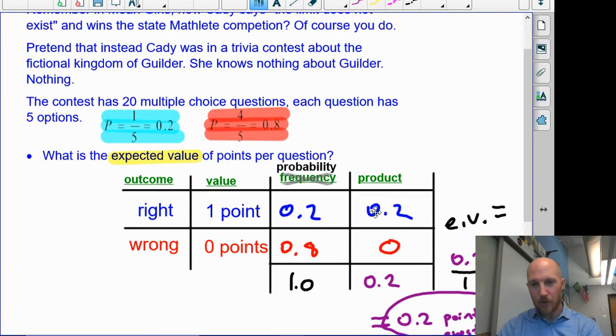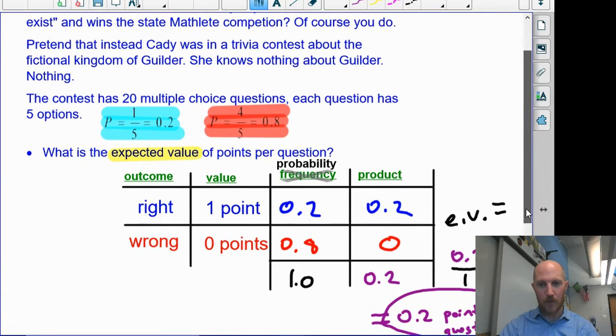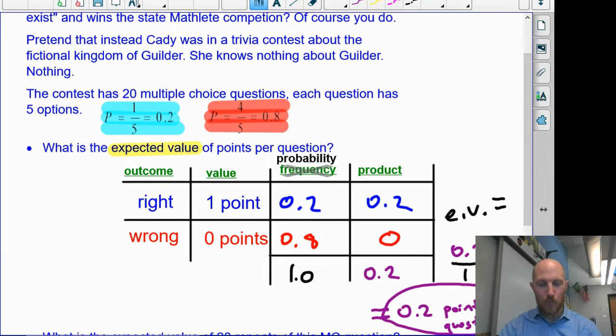Okay. So we're going to multiply straight across to get our products, add straight down the probability column, add straight down the product column, divide 0.2 divided by 1 to get our expected value, 0.2 points per question.